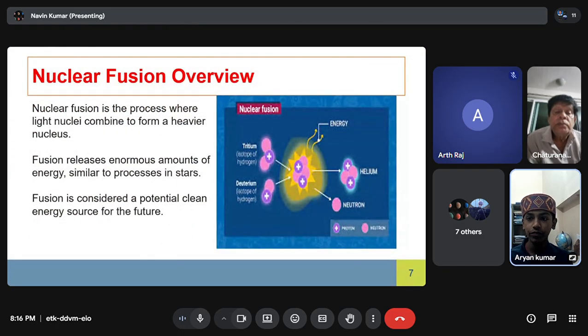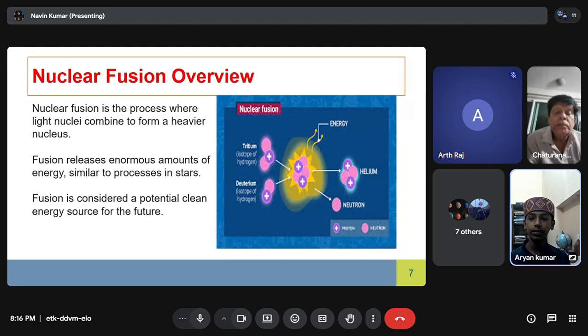Nuclear fusion overview. It is the process where light nuclei combine to form a heavier nucleus. Fusion releases enormous amounts of energy. Similar to processes in stars, fusion is considered a potential clean energy source for the future.